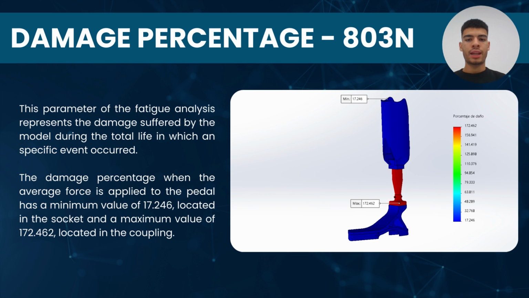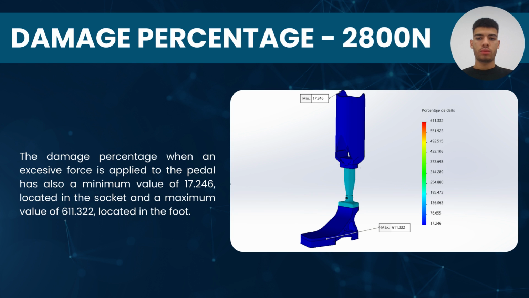This parameter of fatigue analysis represents the damage suffered by the model during the total life in which a specific event occurred. As mentioned before, the event is the daily practice of a pro cyclist. For the 803 newtons, the minimum damage percentage is 17, located in the socket, and the maximum is 172, located in the coupling. For the 2800 newton applied force, which is considered excessive, we obtained that the minimum was the same as the one before, and a maximum of 611 in the foot.